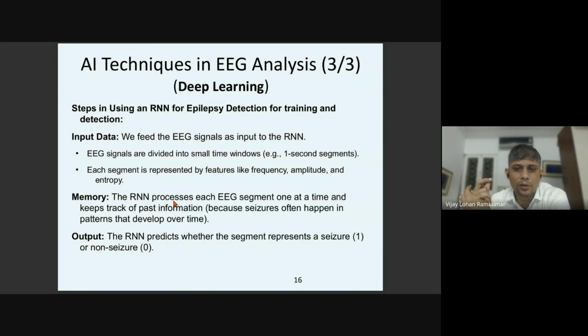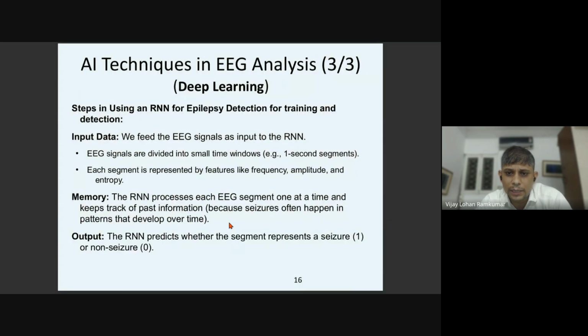Then we need to define our features. For example, what frequency we are saying is above this is a seizure, what amplitude we are saying, and what entropy we are saying. If these parameters match, it has to be considered epilepsy or seizure. The advantage of this technique compared to the previous technology is memory.